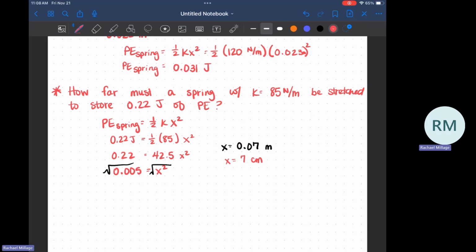Okay, so we can either do a couple more problems together, or I have a couple worksheets to help you practice kinetic energy and gravitational potential energy. Take the worksheet.